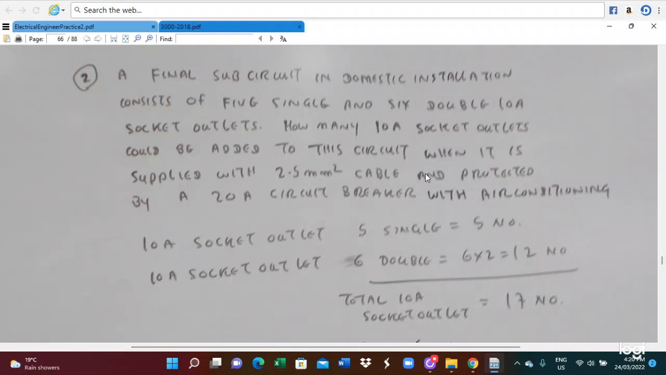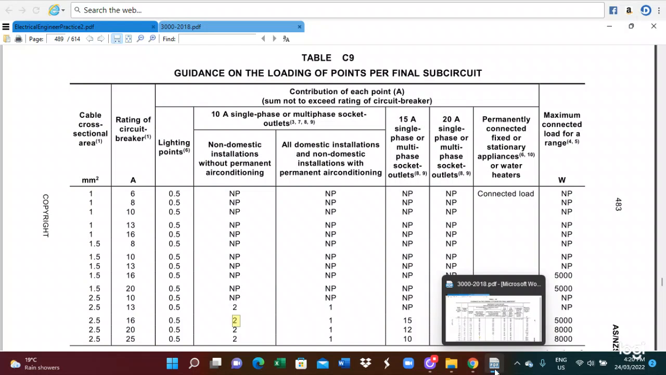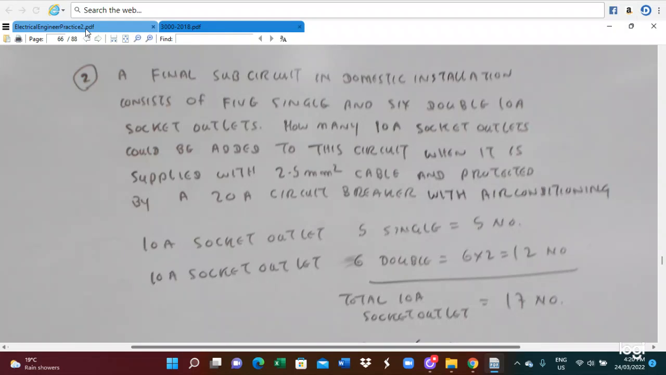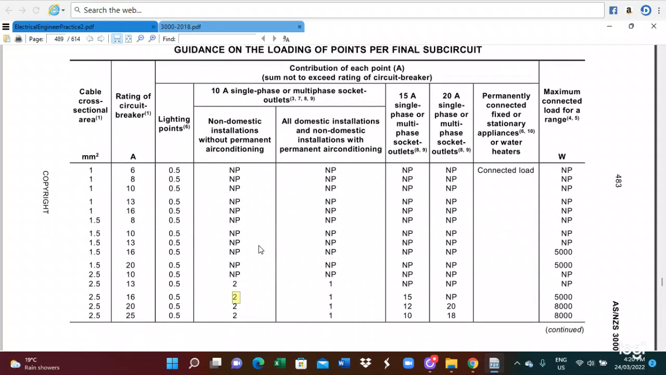So this circuit is supplied with a 2.5 millimeter square cable, protected by a 20 ampere circuit breaker with air conditioning. In this case, we also refer to the same table, table C9, which is given here. In this case, you can find the 20 ampere circuit breaker and 2.5 millimeter square cable. Cable size 2.5 millimeter square, circuit breaker 20 ampere.